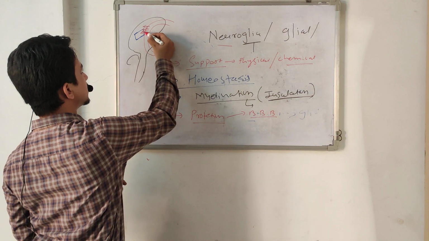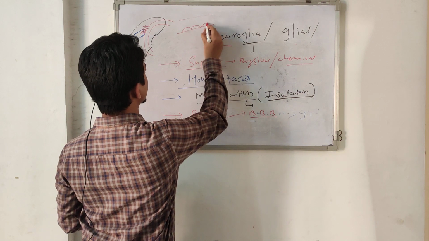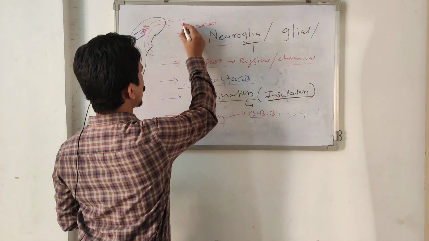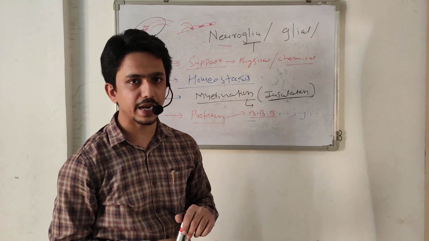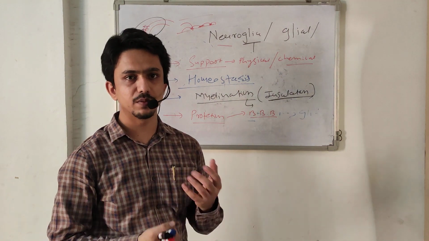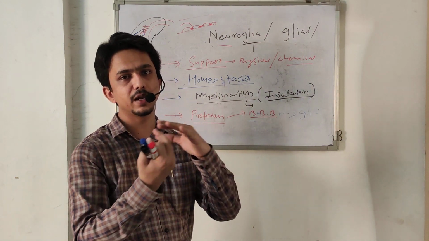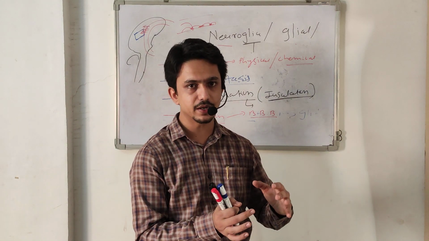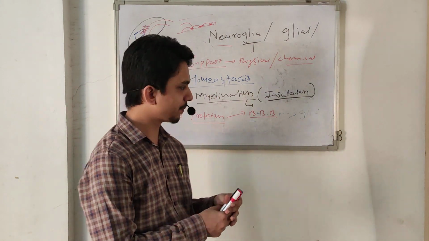Suppose this is a capillary. They make a special barrier by forming tight junctions between endothelial cells. So not all substances cross this barrier. This is actually for protection. The brain cannot be affected by all substances present in the capillary or in blood circulation. So it is a protective barrier between the blood and the brain. This is called the blood brain barrier. It's not an anatomical barrier, sorry, it's a physiological barrier.